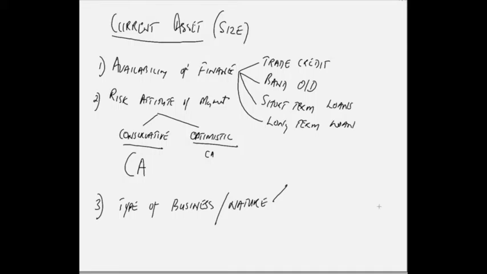There's a difference between retailer and wholesaler. Most of the retailers don't sell on credit. It is the wholesalers who sell on credit. So it depends on the nature. Service organizations don't build up stock because they are selling intangible assets. So those factors, type of the business and nature of the business, decide the amount of investment in the current assets.